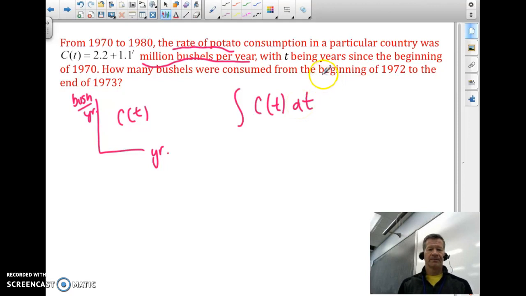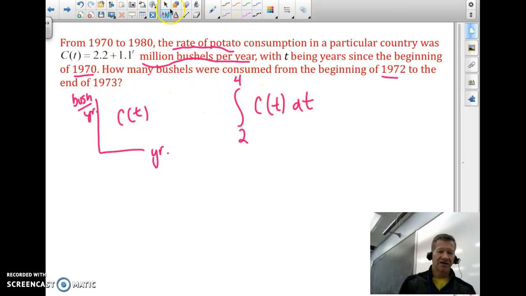but from when? Well, if the beginning of 1970 is time 0, then the beginning of 1972 would be time 2. Now to the end of 73, the end of 73 would coincide pretty much with the beginning of 74, so that would be approximately 4 years. So I want to find out in this 2-year period, all of 72 and all of 73, from 2 to 4 years, how much was consumed.